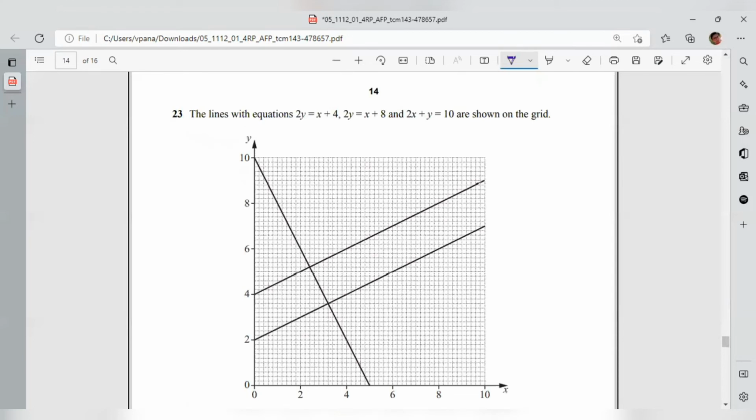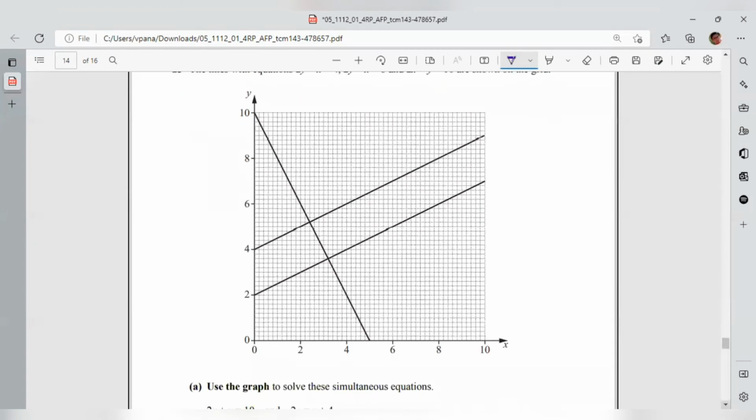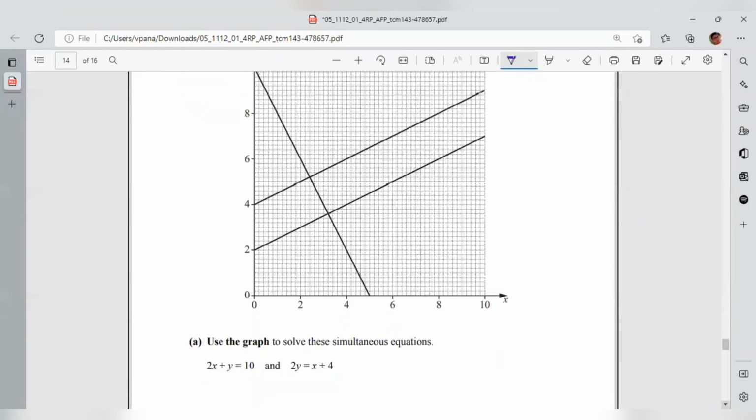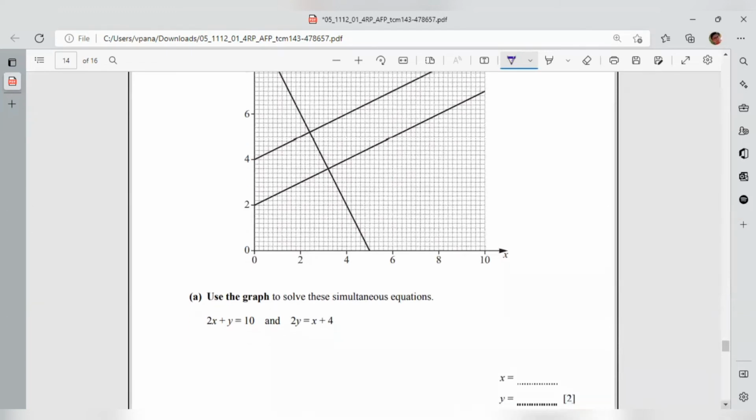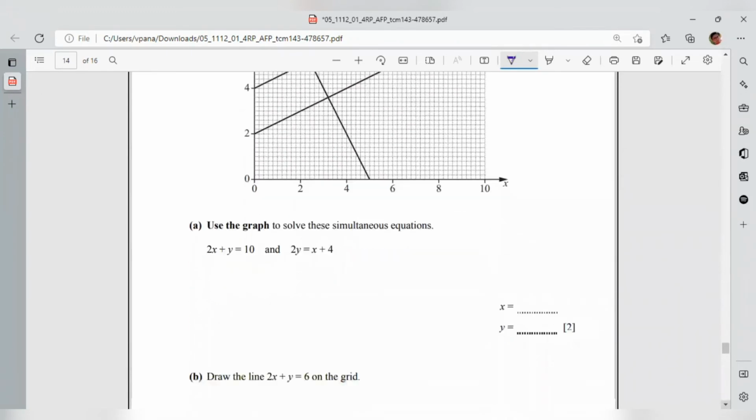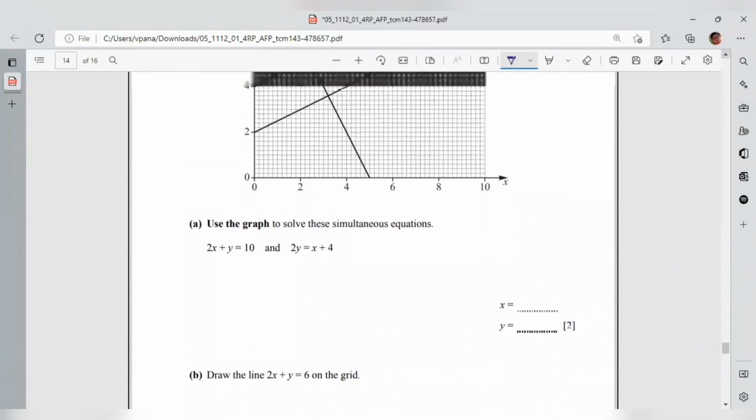The lines with the equations 2y = x + 4, 2y = x + 8, and 2x + y = 10 are shown on the grid, right? And then you are asked to use the graph to solve the simultaneous equations. So for that, we first need to identify which line has which equation.